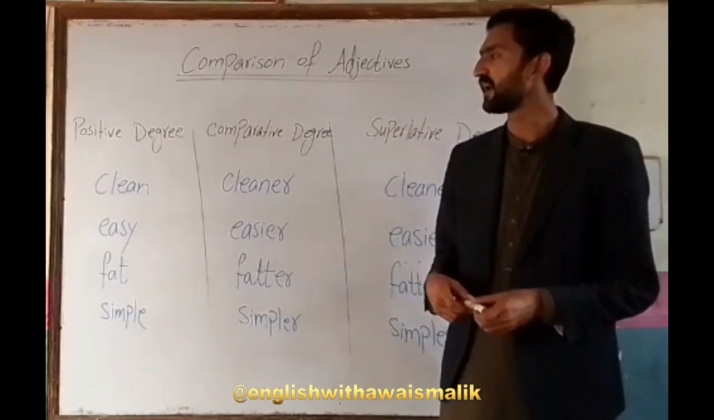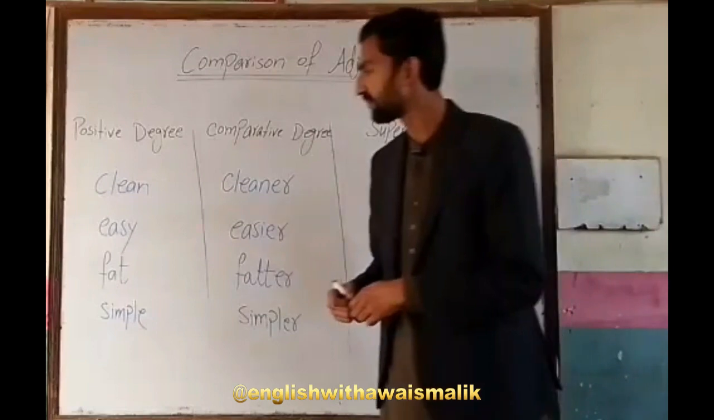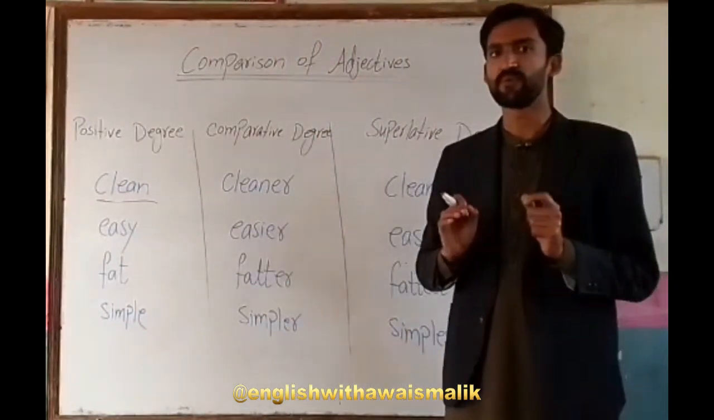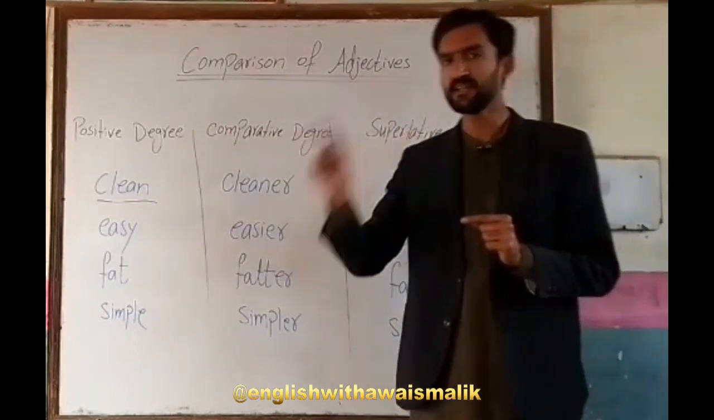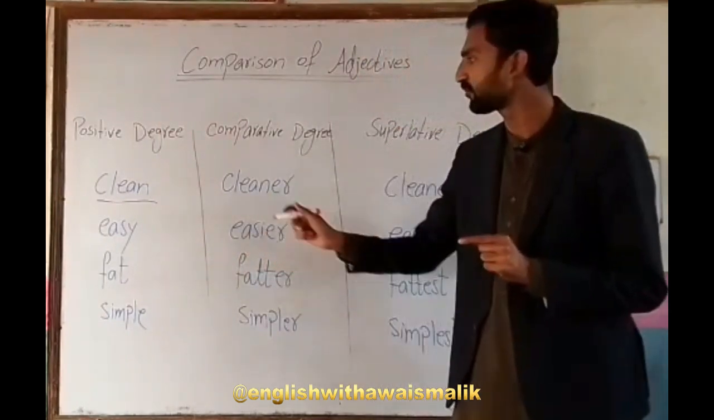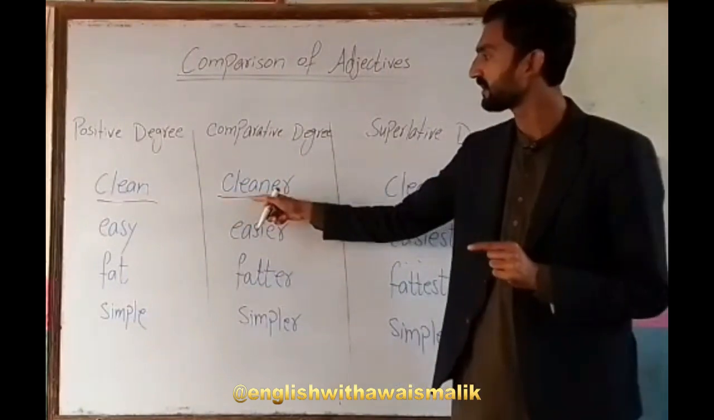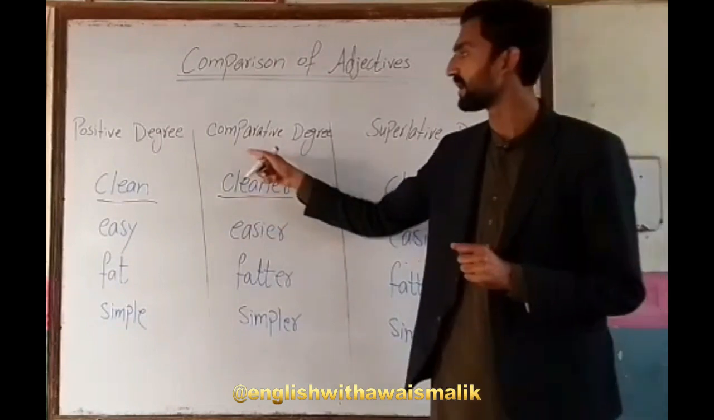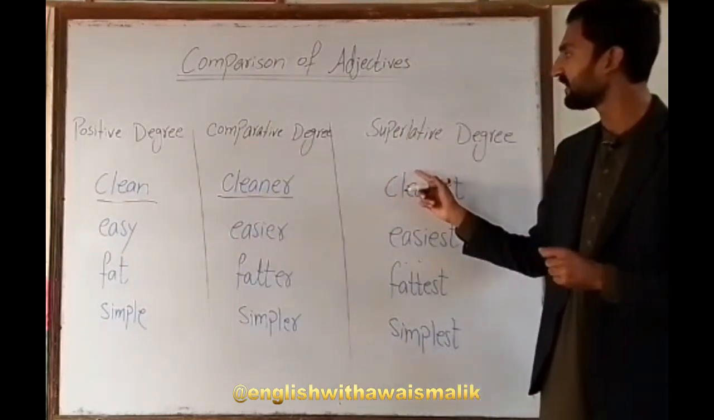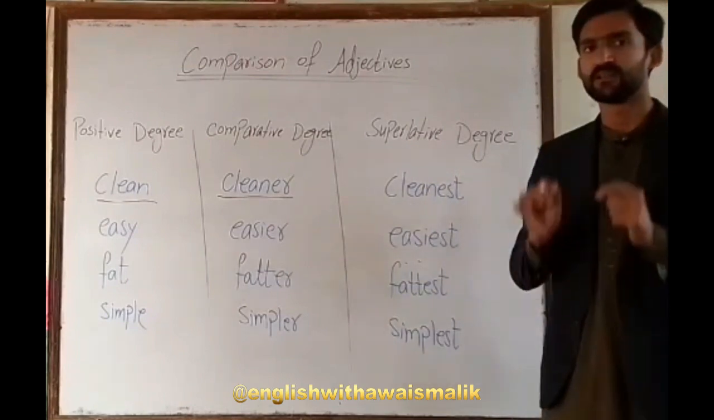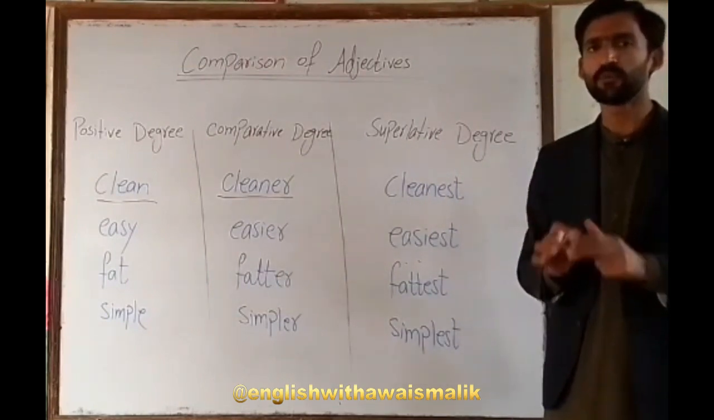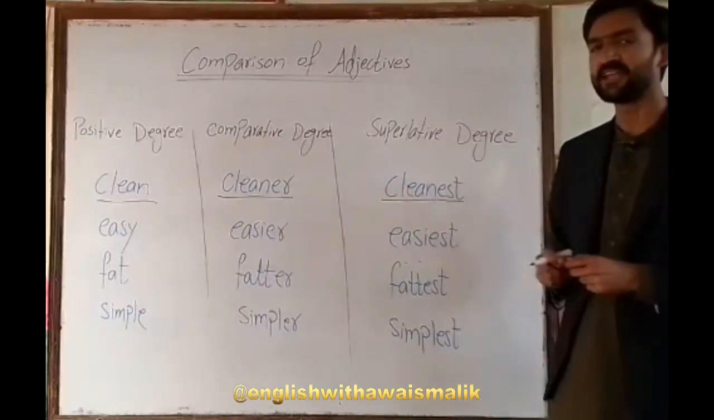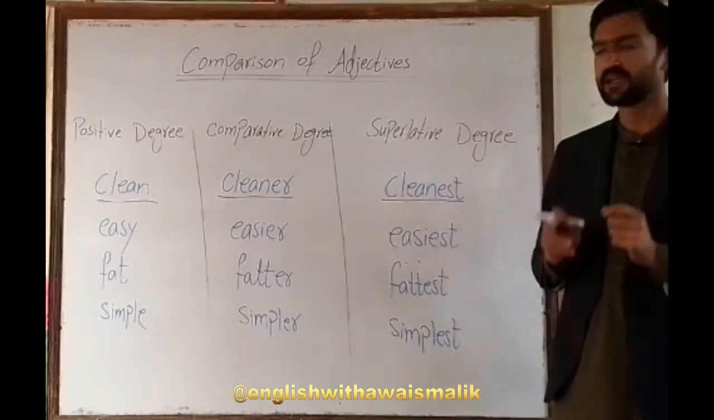In comparison we have different examples. First we have clean. This is a positive degree. When we compare clean with other nouns, we convert it to cleaner. So the word cleaner is considered a comparative adjective. And the third is superlative. When something is cleaner than the whole group of things or nouns, it is considered the cleanest.